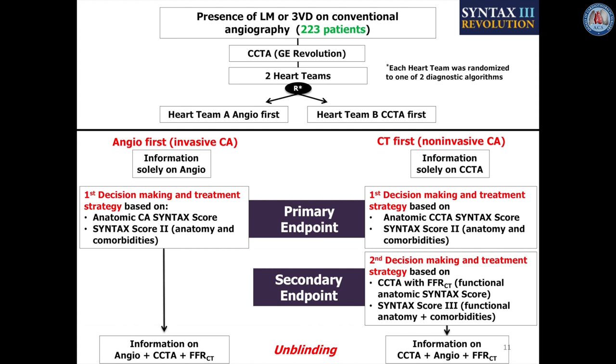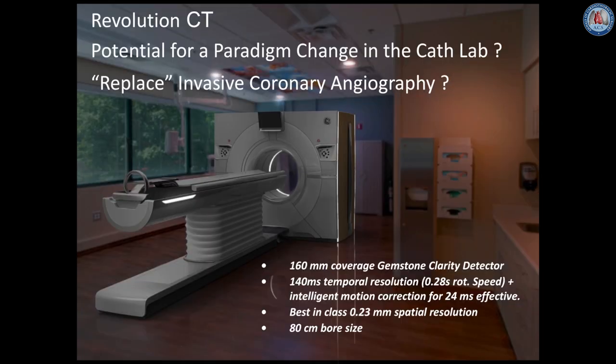Now, this is a virtual trial, so at the end we unblinded the two heart teams, and they had the three pieces of information at their disposal: the angio, the multi-slice CT scan, and the FFRCT. I have to tell you that this center was working specifically with the multi-slice CT scan of GE, General Electric, the Revolution CT. Why?